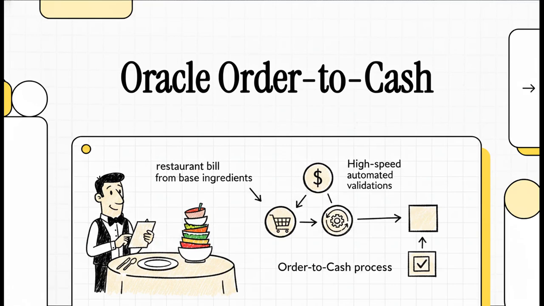Okay, let's jump right into this explainer. Today, we're tracing the absolutely fascinating journey of a sales order. You can think of building it a lot like tallying up a restaurant bill, starting from base ingredients all the way down to final submission.